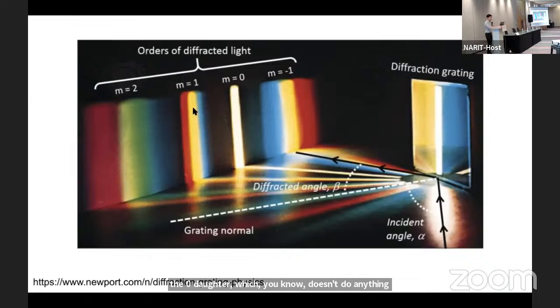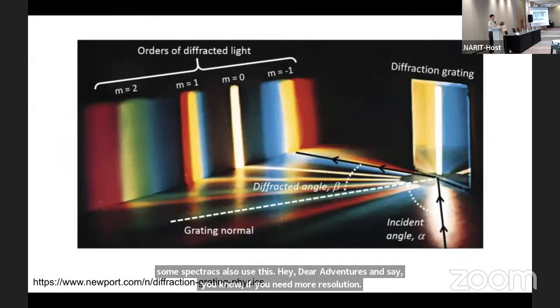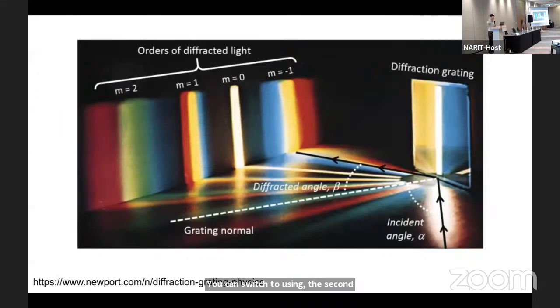You can also notice that with the same grating, if you use m equals 1, then you get this amount of dispersion. But if you use m equals 2, the light spreads out a lot more. So some spectrographs also use this to their advantage and say, if you need more resolution, you can switch to using the 2nd order, but you will suffer lower transmission and other problems.